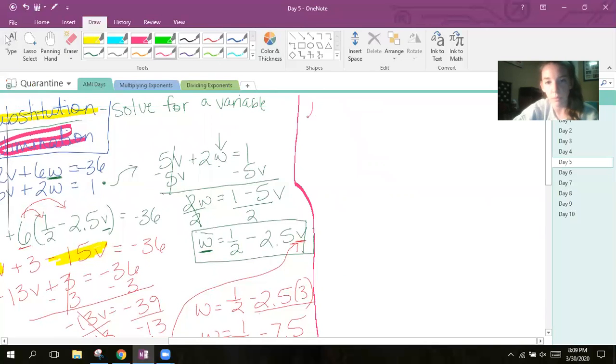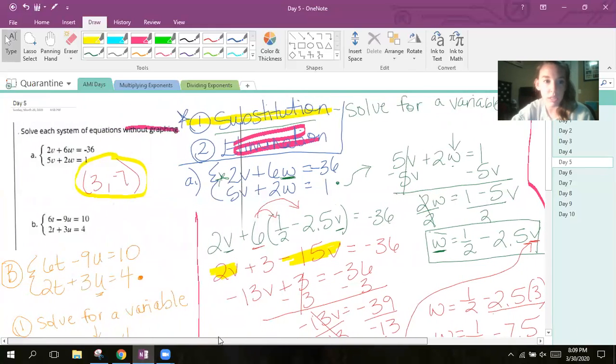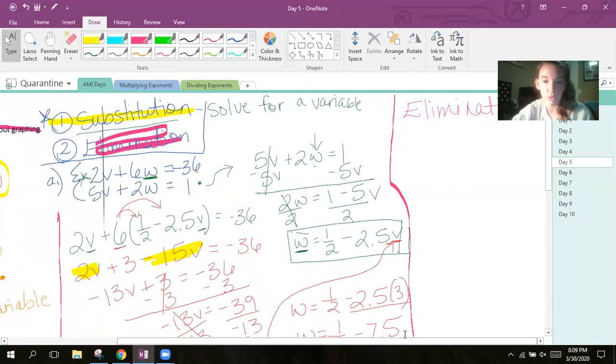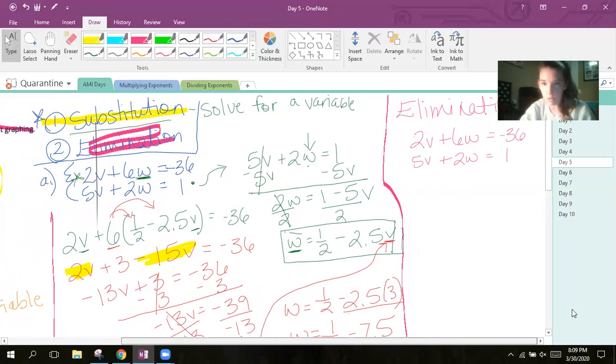All right, so when we're solving these with elimination, you are trying to eliminate one of the variables, okay? So that's how this one gets its name. So let's see, you can just see it right there. So we have 2v plus 6w equals negative 36. And we have 5v plus 2w equals 1. Okay, so I want to, maybe let me move out of the way.